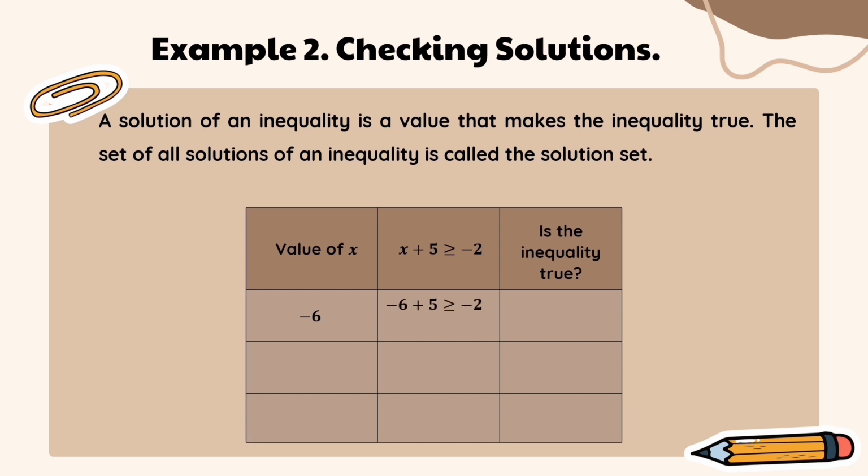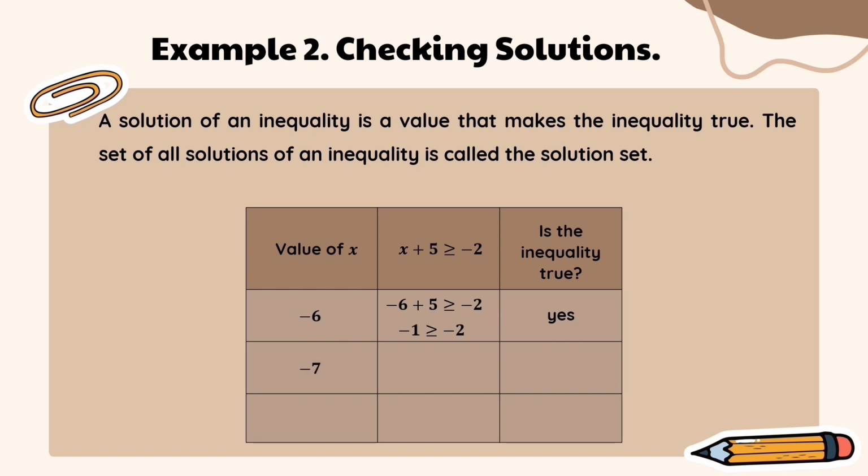So negative 6 plus 5 is greater than or equal to negative 2. Negative 6 plus 5 is equal to negative 1. And negative 1 is greater than or equal to negative 2. And that is true, because if you see in the number line, negative 1 is greater than negative 2.